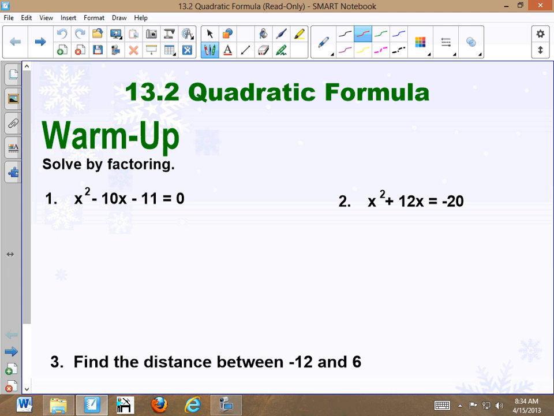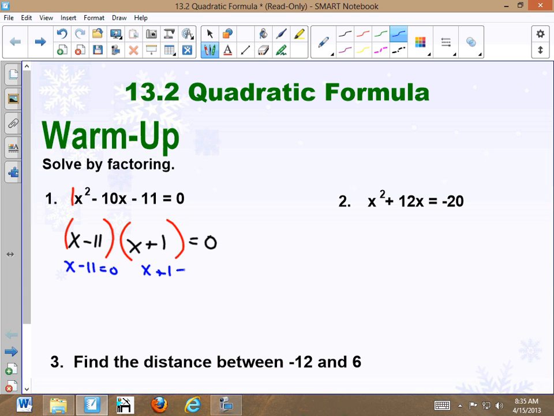Here we go. Okay, we're going to factor. There's a 1 next to my x squared, so I can factor the quick way. Negative 11 times 1 is negative 11. Negative 11 plus 1 is negative 10. I'm good, but it said equal to 0. So that means x minus 11 equals 0, and x plus 1 equals 0.